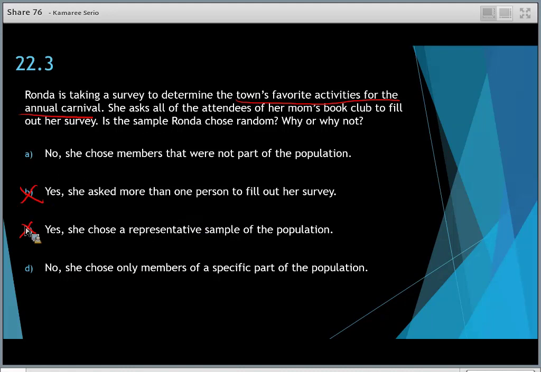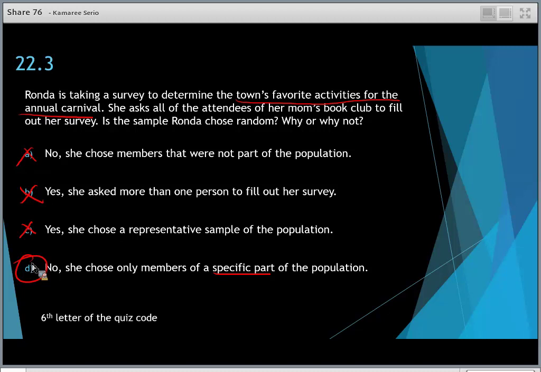And let's see which description matches why. It says no, she chose members that were not part of the population. No, she chose only members of a specific part of the population. Well, the book club members are part of the town, so they are in the population, but they are a specific part of it. So D. Whenever you're solving these kinds of problems, it's super important to make sure that you read through all of the options. If you read through all of the options, you can usually cross off a few that you know are wrong right away and narrow it down to a few.